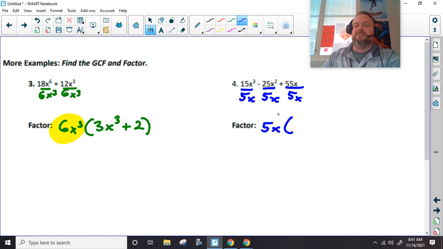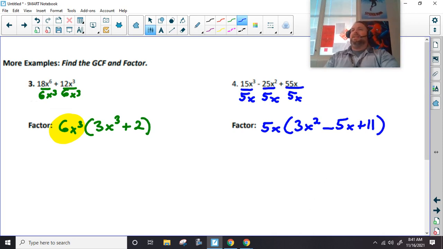All right. What is 15 divided by 5? People are already saying to the second power and squared, and I'm just now putting a parenthesis. There's going to be a minus right here because there's a minus right there. 25 divided by 5 is, yep. If I have two x's and one of them goes away, just x. What's my last term going to be right here? Plus 11.